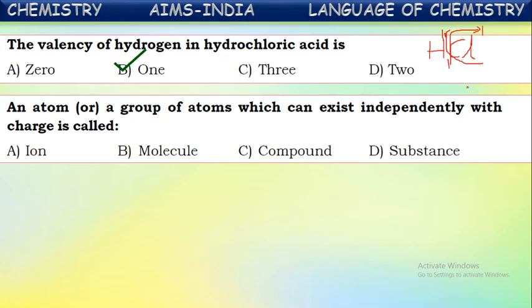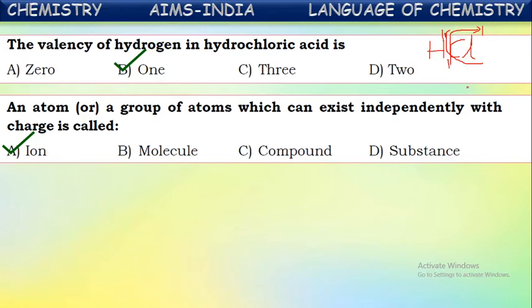An atom or group of atoms which can exist independently with charge are called what? The charged particles are called ions. The atoms or group of atoms with a charge are called ions or radicals. For example, sodium plus ion, Na plus, is a sodium ion.